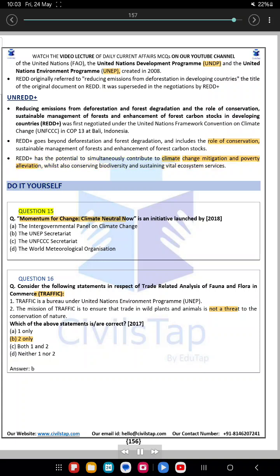Do it yourself. Question 15. Momentum for Change, Climate Neutral Now, is an initiative launched by 2018. A. The Intergovernmental Panel on Climate Change. B. The UNEP Secretariat. C.